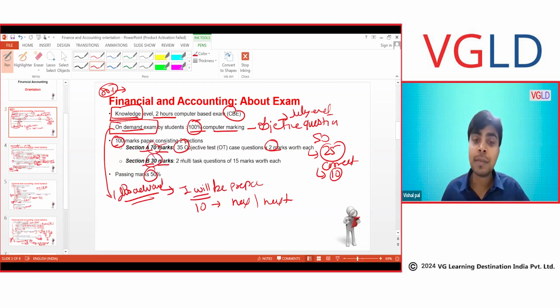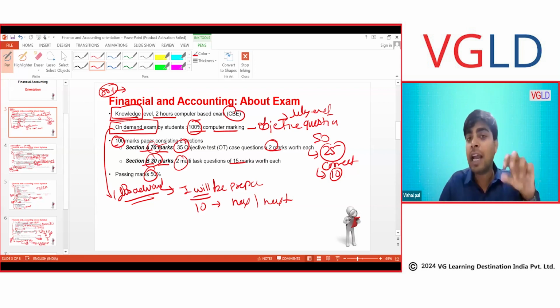The second section is basically two multitask questions of 15 marks each. It's not like one single question of 15 marks. There will be sub parts, like 2 marks, 1 mark, basically totaling 5, 5, 5. There will be case studies that you will be required to complete. So 2 multitask questions, 15 marks. Don't worry, these are not as lengthy as you may feel, but this will be covering your entire syllabus. So thorough understanding of the syllabus is needed.